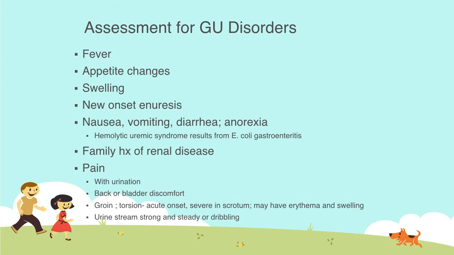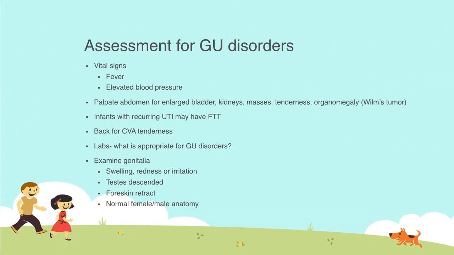An important assessment factor is back pain. Do they have what we call CVA tenderness? And that stands for costovertebral angle, because this is indicative of a pyelonephritis, and pyelonephritis is considered to be a complicated urinary tract infection, not just in children. Continuing on with assessment for GU disorders, in addition to fever, is there an elevation of the blood pressure? Because if there is, most likely this is renal in nature.